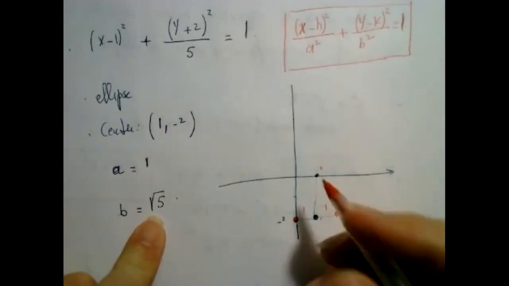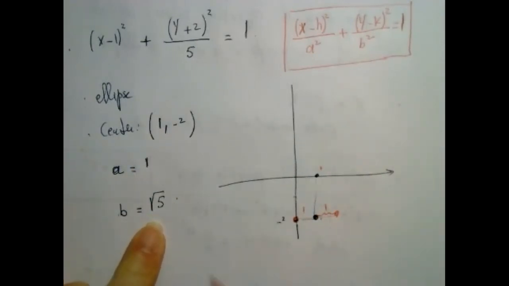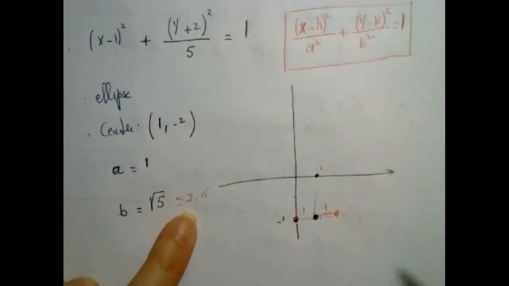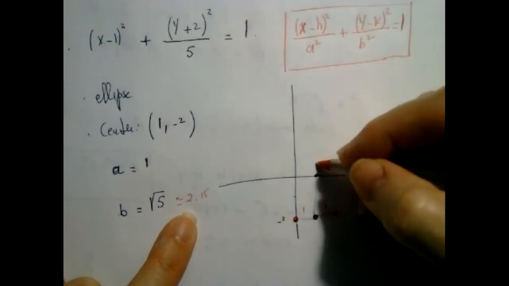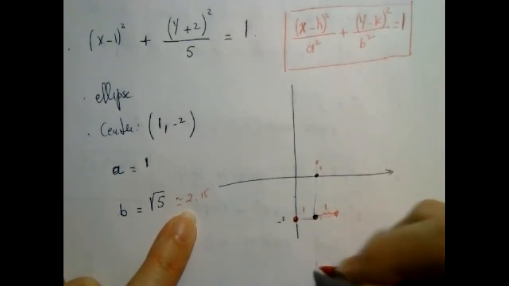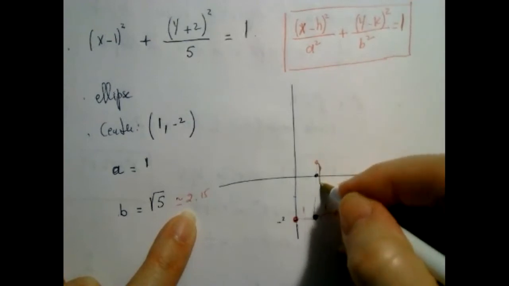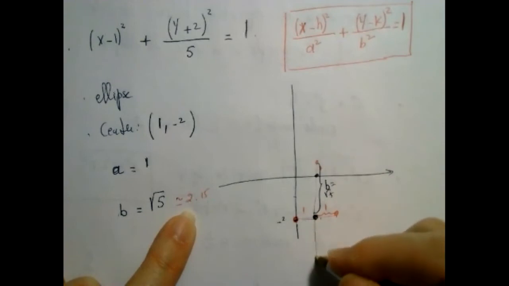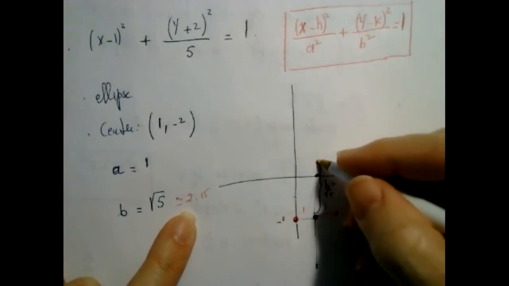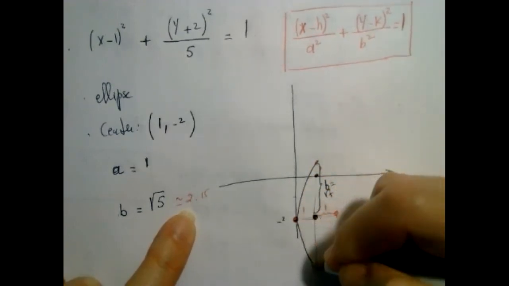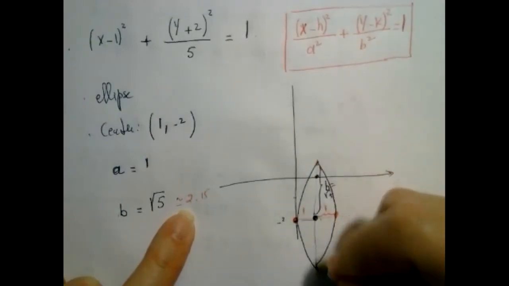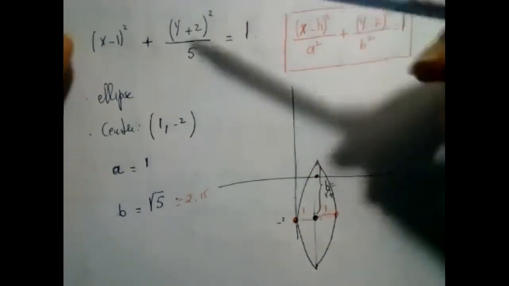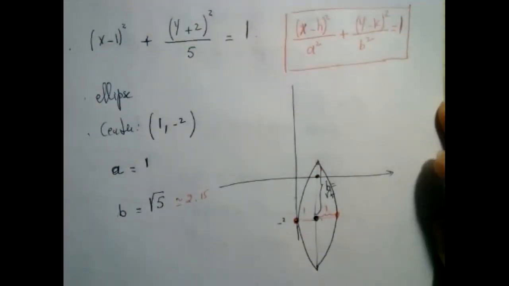And then the B, so this is the A. The B is the square root of 5. Now square root of 5 is a little bit over 2, something like 2.2. So that's the square root of 5 from here to here, and that's the B. And then it's symmetric right here. So that's going to be my ellipse. It's going to go this way up to here. It means every point on this picture satisfies this equation. All right?